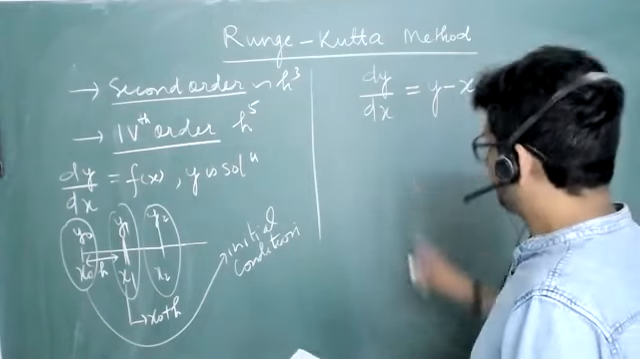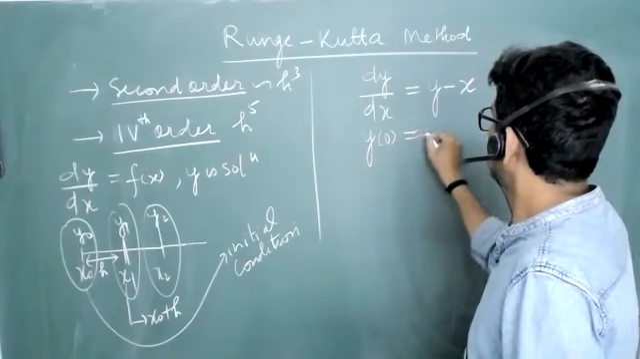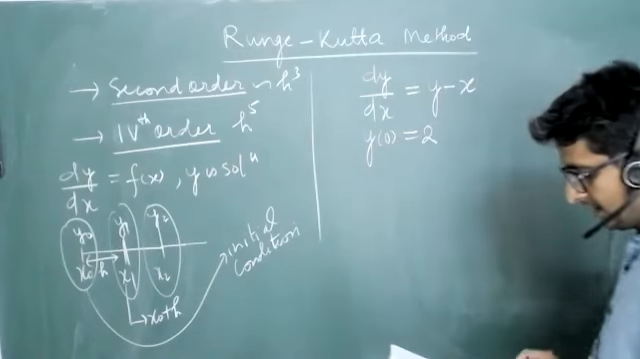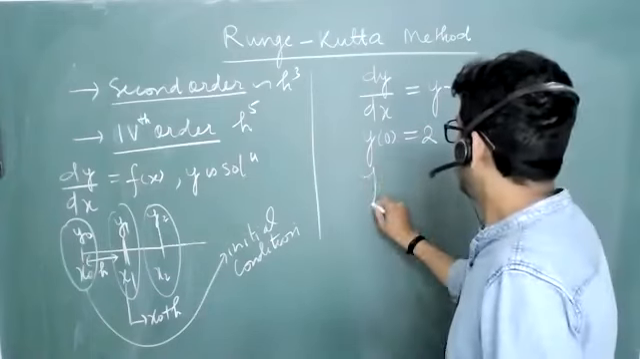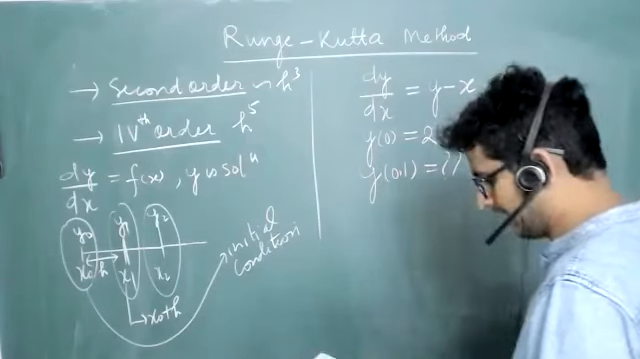So please see, this is the equation dy by dx is equal to y minus x, and this is given, y0 is equal to 2, and I want y at 0.1. This is the question mark. So let us do this.